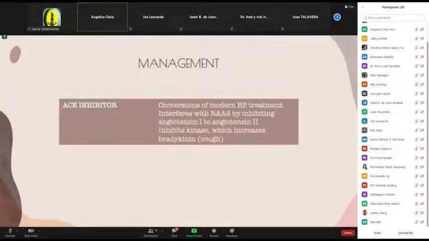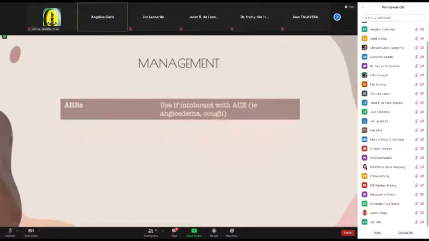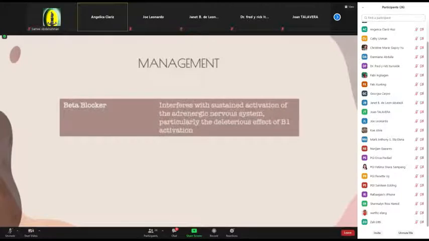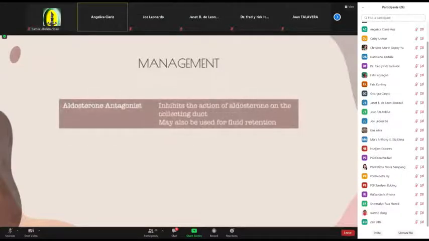So here, review lang ng mga mechanism of action ng drug. So for ACE inhibitors, ang effect niya is sa RAAS, it inhibits angiotensin 1 to angiotensin 2. ARBs is used when the patient is intolerant of ACE. Beta blocker, it interferes with sustained activation of the adrenergic nervous system by blocking the beta-1 receptors.